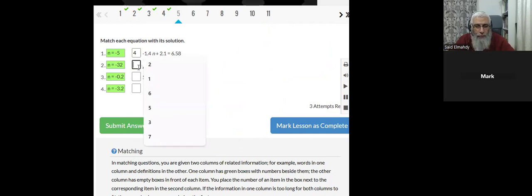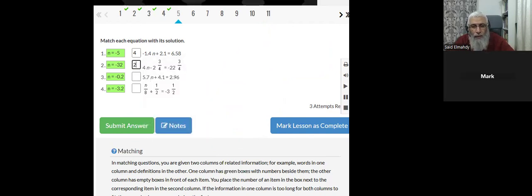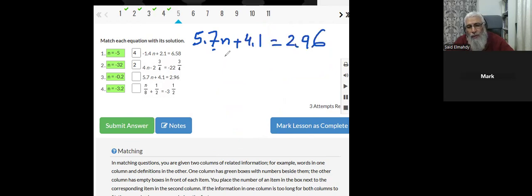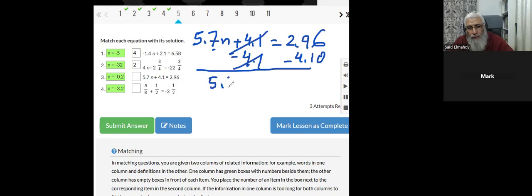So this is number 2. Next one, 5.7n plus 4.1 equals 2.96. Step number 1, subtract, because since it's an add, you subtract, right? Subtract 4.1 from both sides of the equation.